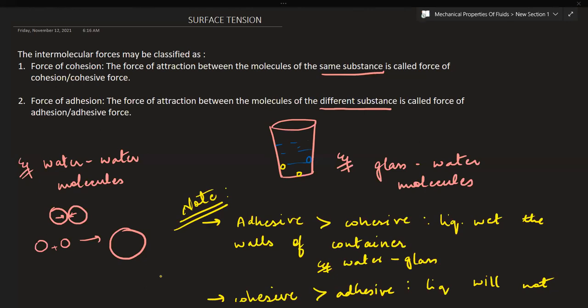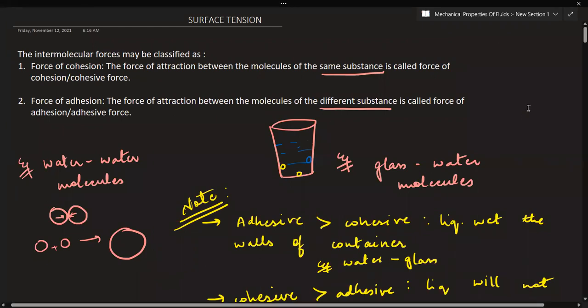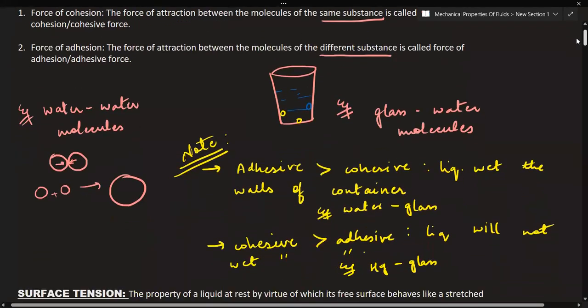If you take water in a glass and you invert the glass, then some water molecules will be left inside the glass. Water molecules will stick to the surface of glass. Why would they stick? Because the adhesive force is greater than the cohesive force. That's why the liquid tends to wet the walls of the container, for example, in the case of water and glass. But if the reverse happens, if the cohesive force is greater than the adhesive force, then the liquid will not wet completely. For example, mercury in glass.